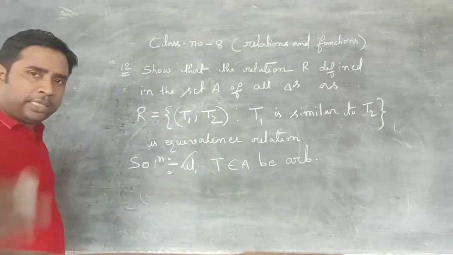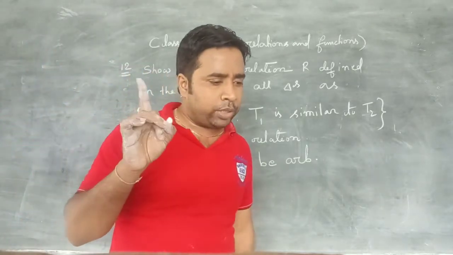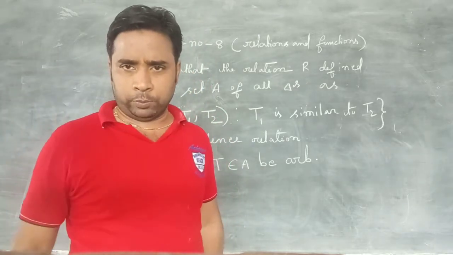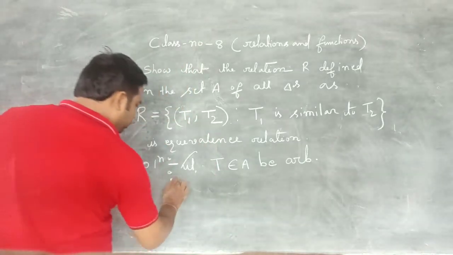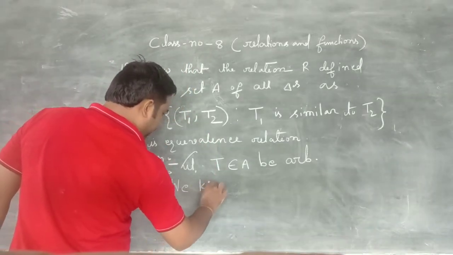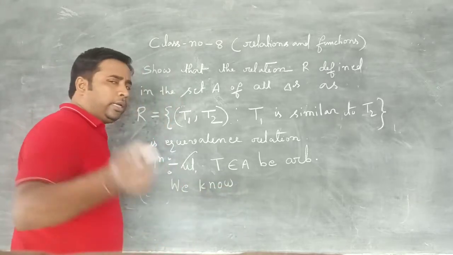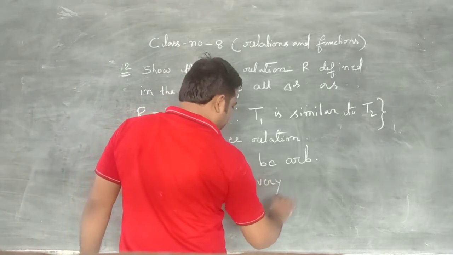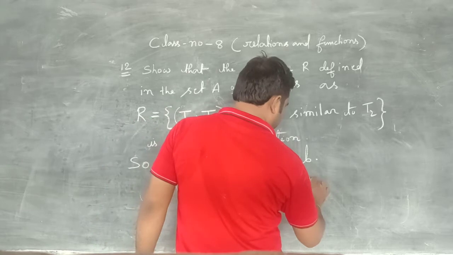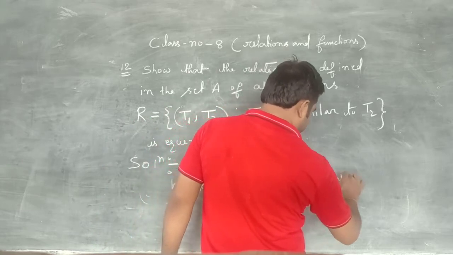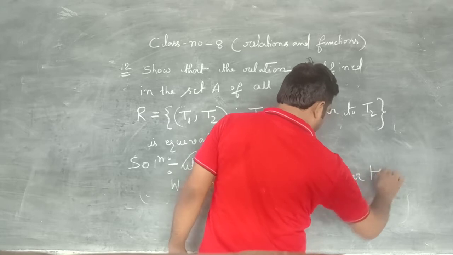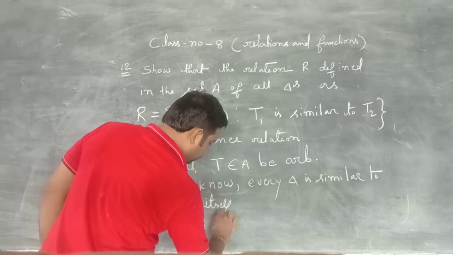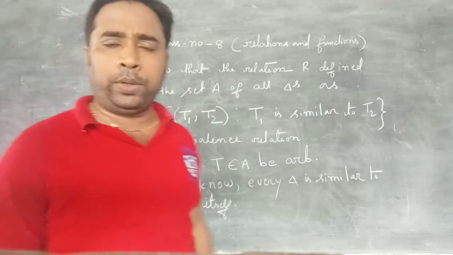Now see, just like the previous one I have done, that is question number 14, in the previous video I gave exactly that pattern of question. So we know every triangle is similar to itself.